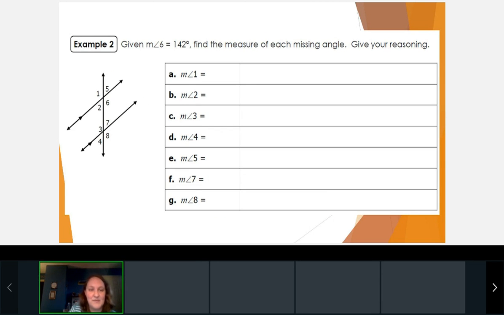All right. This one says the measure of angle 6 is 142 degrees. On your own, just fill in what you think the measures of each one is here. We'll take like 2 minutes to do that, and then we can fill in the reasons together. But for right now, just come up with the numbers. What is the measure of angle 1, 2, 3, 4, 5, 6, 7, 8? Well, not 6. That was given. So take 2 minutes, come up with the measures of each of these angles, and then we can put in the reasons together.